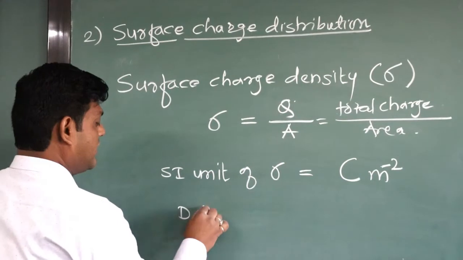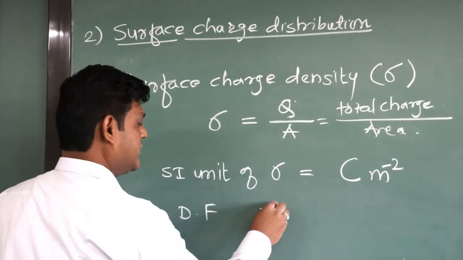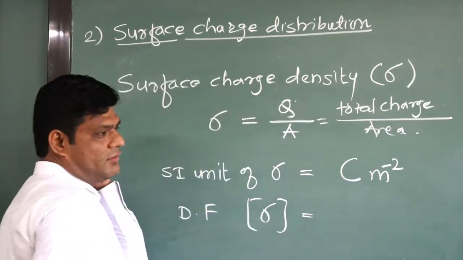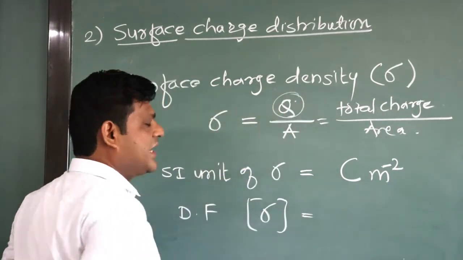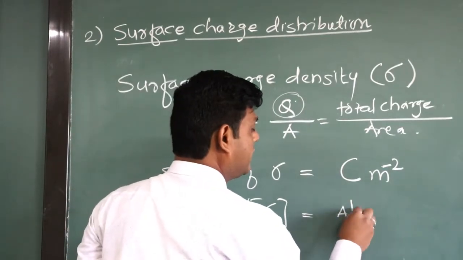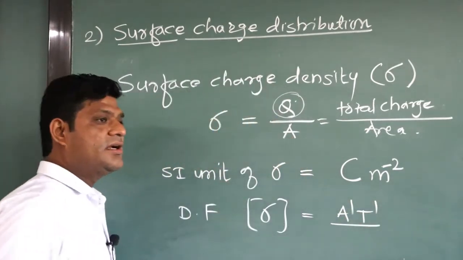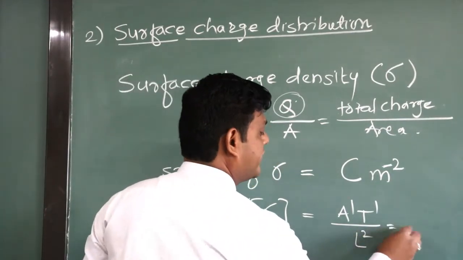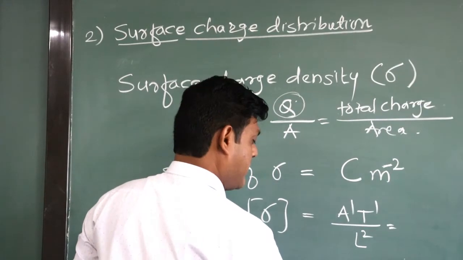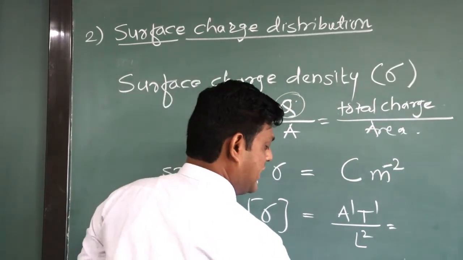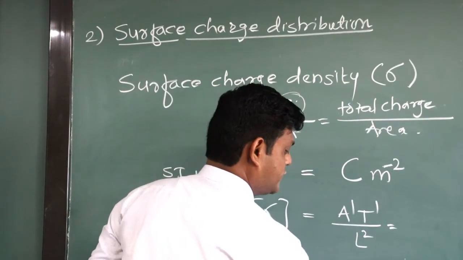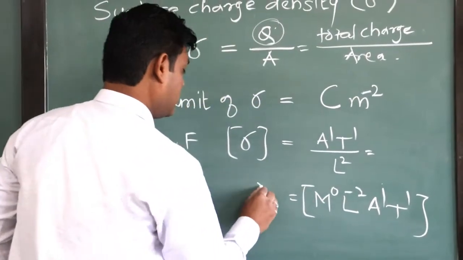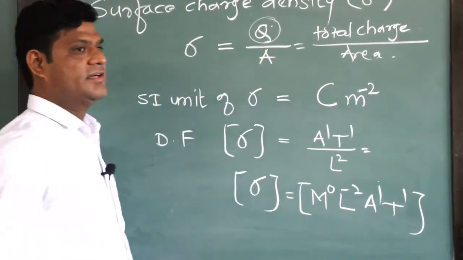Next, what is the dimensional formula for sigma? We will write that. See, what is the dimensional formula for charge? We know that it is A raised to 1, T raised to 1. And what is the dimensional formula for area? That is L square. So we will write L square over here. So finally, M raised to 0, L raised to minus 2, A raised to 1 and T raised to 1. This is the dimensional formula for surface charge density.